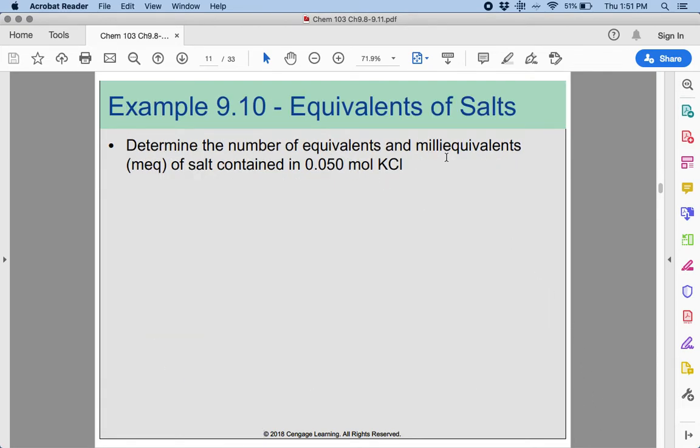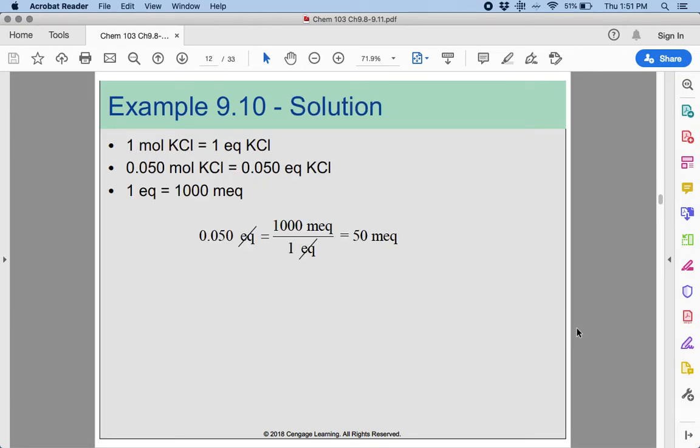Determine the number of equivalents and milliequivalents. We won't really be doing milliequivalents on tests and quizzes. This may pop up in your homework, so just being aware of how it works is good. When we look at KCl, we know that that's a 1-to-1 ratio. When we dissociate KCl, we get 1 mole of K plus and 1 mole of Cl minus broken up out of that. So if we have 0.05 moles of the KCl, we would have 0.05 equivalents. And then to get the milliequivalents, we know that for every 1 equivalent, there would be 1,000 milliequivalents.